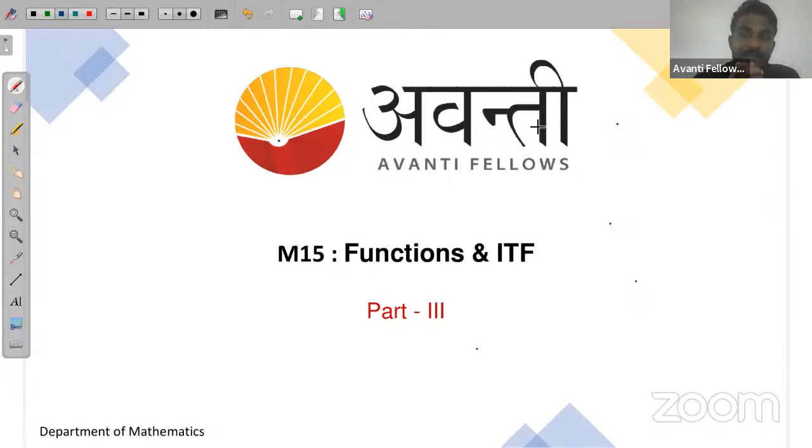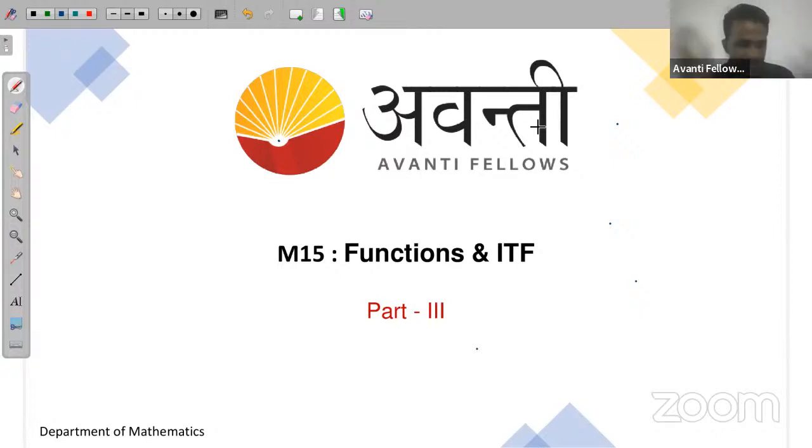Reflexive, symmetric, transitive, and then the equivalence relation, one of the most important concepts both for competitive exams and in terms of boards as well. So that we saw in the last two classes. Overall we have a very good idea on relations and types of relations.